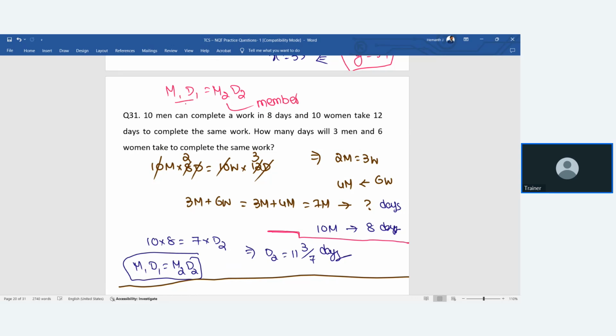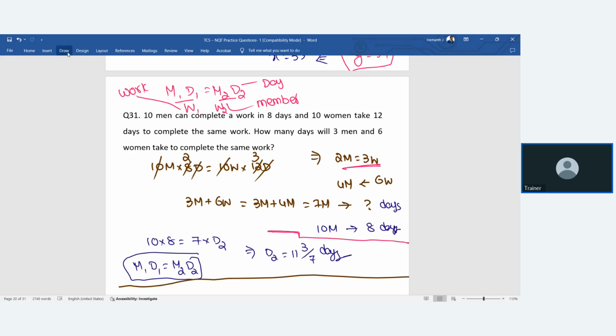Work is the same, so I'm not worrying about that. W is nothing but work here, and D stands for number of days. As work is the same, here 10 men, 8 days; 10 women, 12 days. Then I got the relation between men and women as 2 men equal to 3 women.